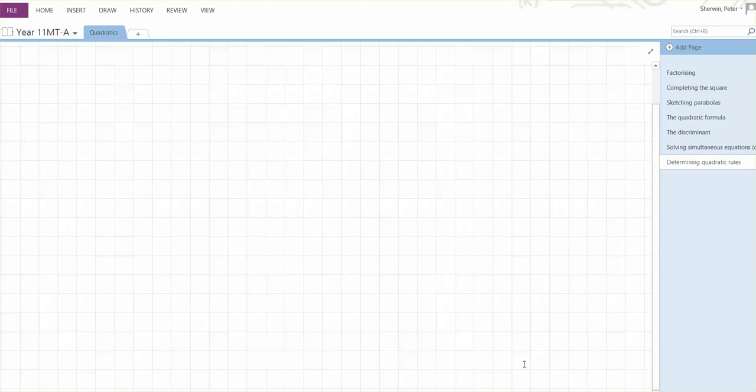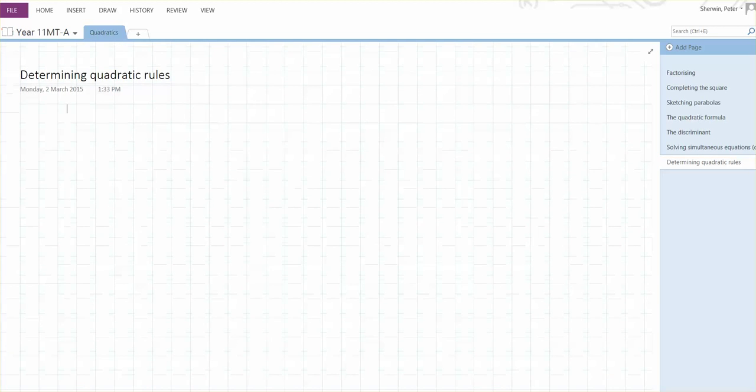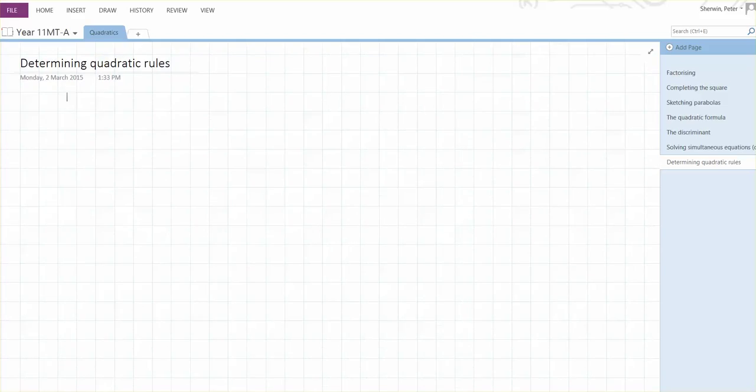Okay, we're going to have a little look at determining quadratic rules here, which is work we started on in class, trying to use the clues that are given to us in a graph to find the equation of the quadratic. So let's just have a look at some examples here.